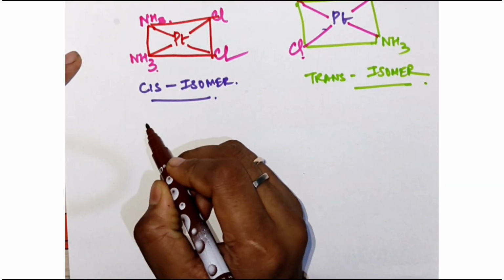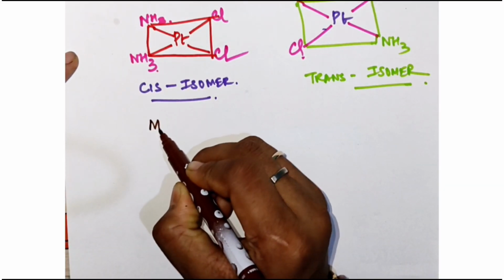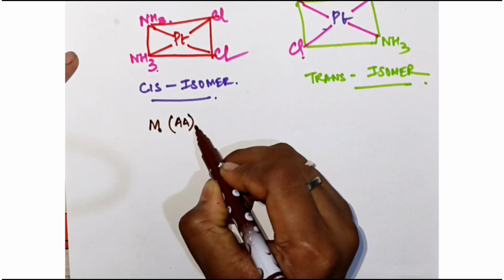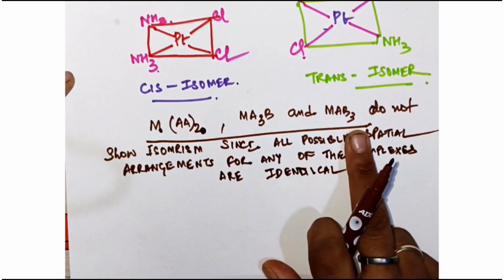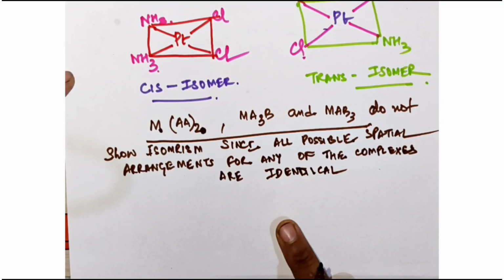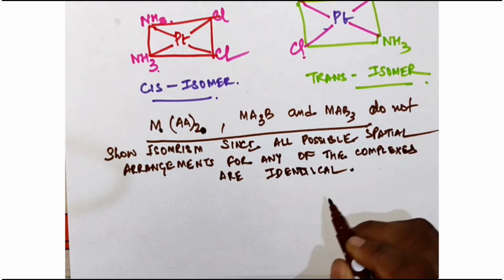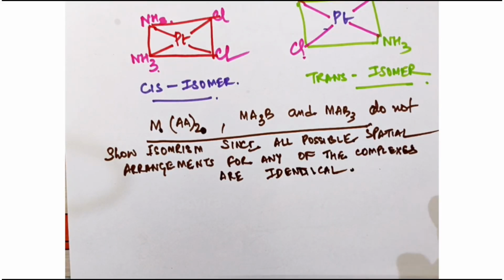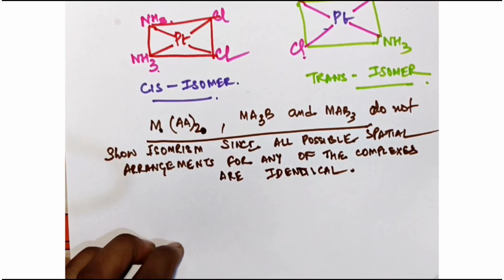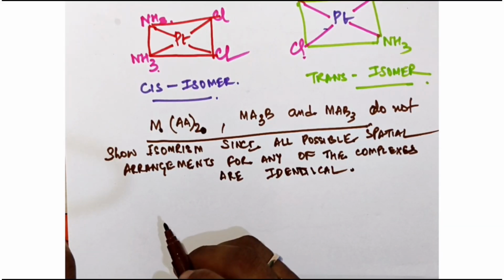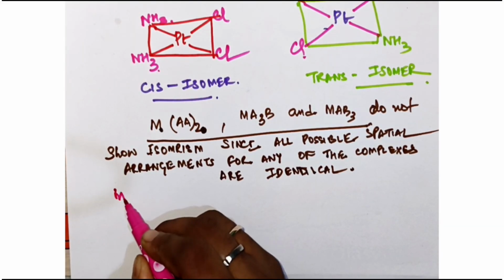Now we will do a molecule which has a metal like this, M A4. These kinds of metal and ligand types do not form isomerism. Why do they not form? Because if you draw the spatial arrangements, or if you just rotate them around an x-axis or y-axis, you are going to get the same kind of molecule. So there is no change in the spatial arrangement, so they do not form geometrical isomerism.